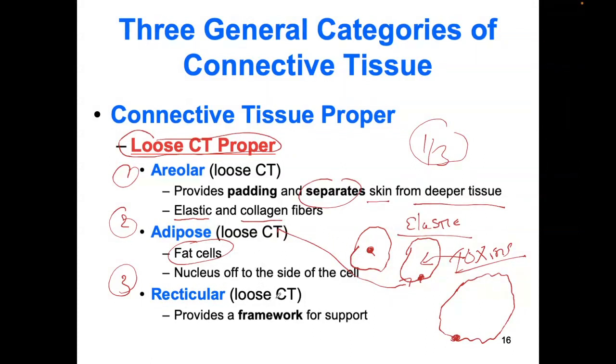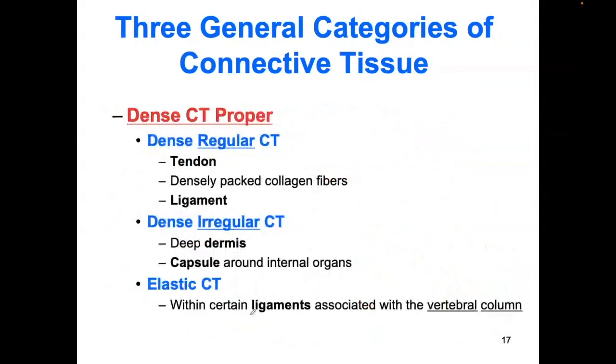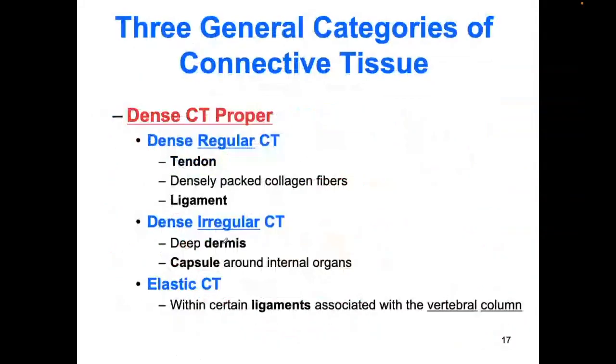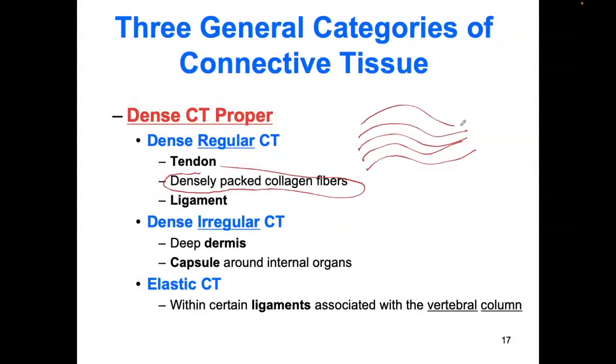Okay, the reticular is also loose connective tissue, right? Loose connective tissue proper. It helps to provide the framework for support within our organs. Okay. Now let's look at dense connective tissue proper. Okay, so if we go here, we've already done this one. Now let's look at this one. Dense connective tissue, regular and irregular. So dense regular is where you have densely packed collagen fibers. So if this is a collagen fiber, they run really tight and parallel to each other. So that is dense regular.